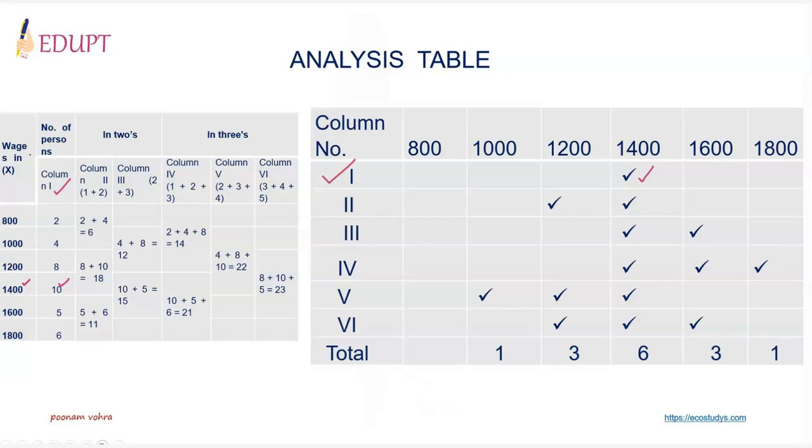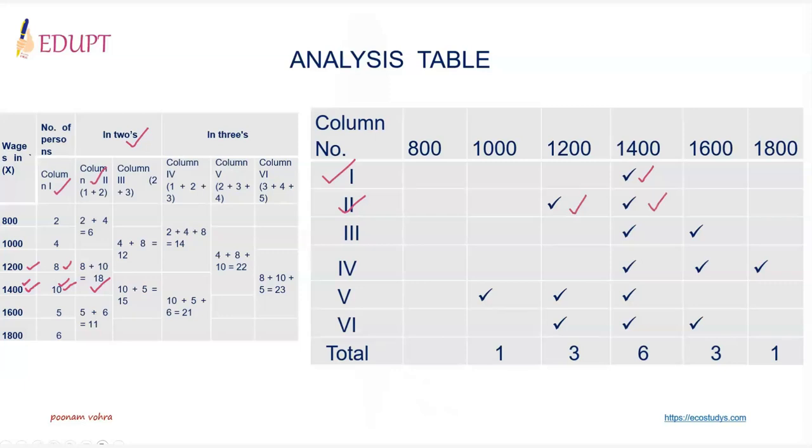Now have a look at the second column. It has 3 groups with the combination of 2's. And in the 3 groups, the highest frequency is 18, which is a combination of 8 and 10, corresponding to the values 1200 and 1400. So we shall put a tick mark for column 2 against 1200 and against 1400.